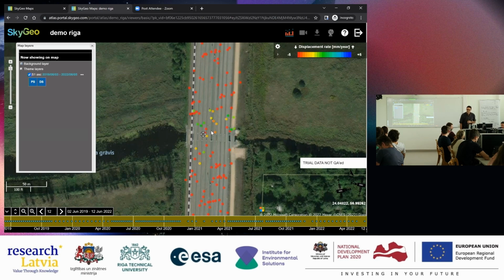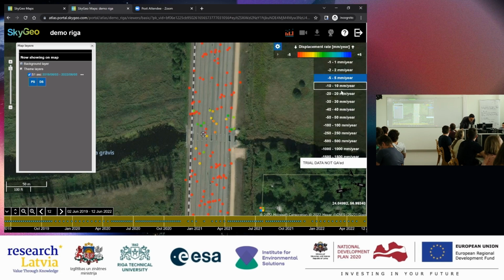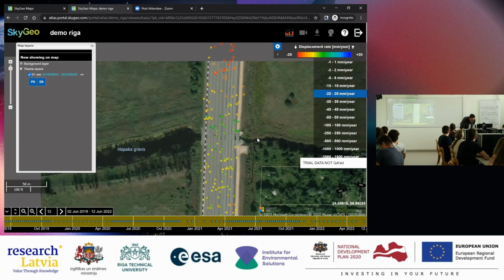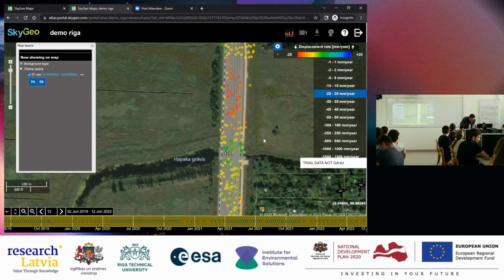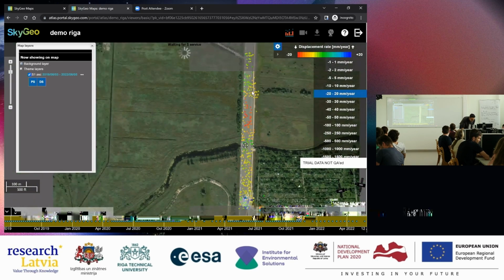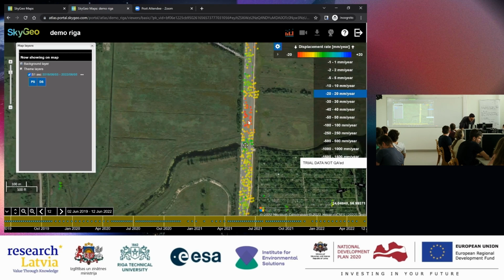Try to make a displacement minus 20 millimeters here, this scale displacement. Like this? Yes. Oh yeah, you see it even better. Yeah, excellent. You see that there are other areas, right? So there is this group of points where things are moving.